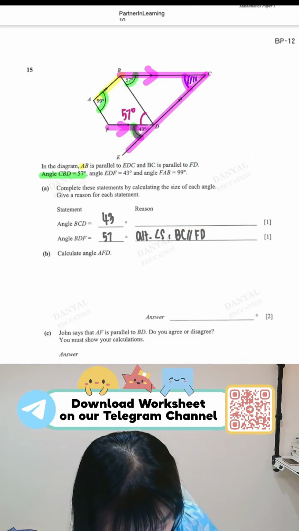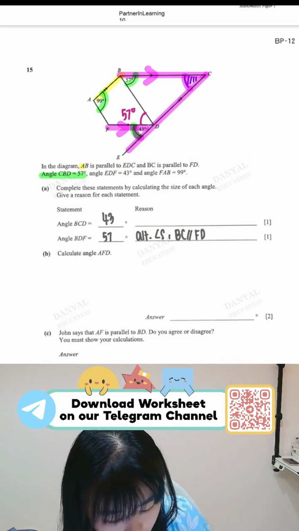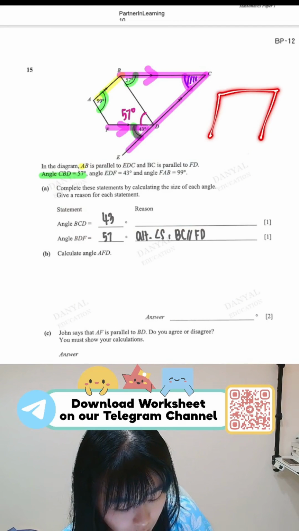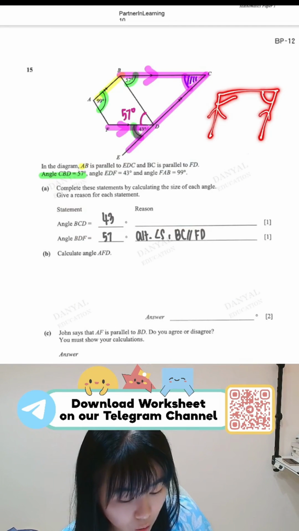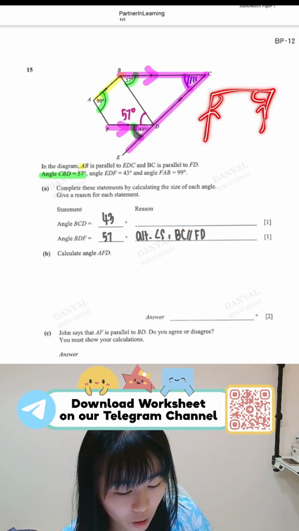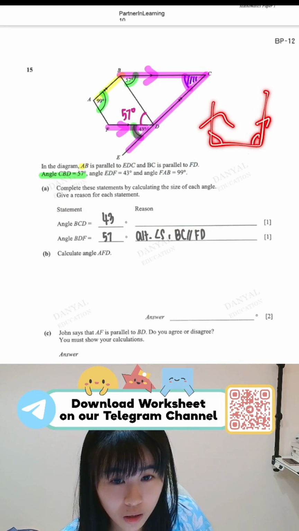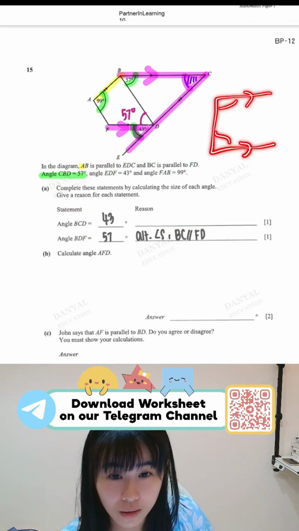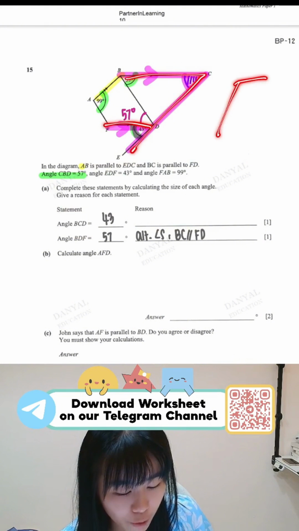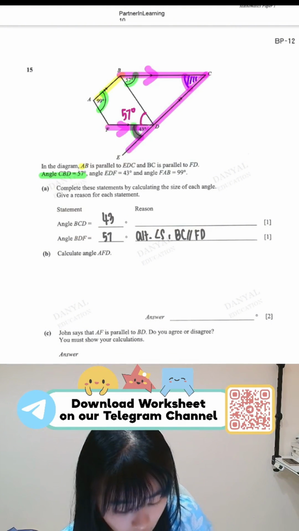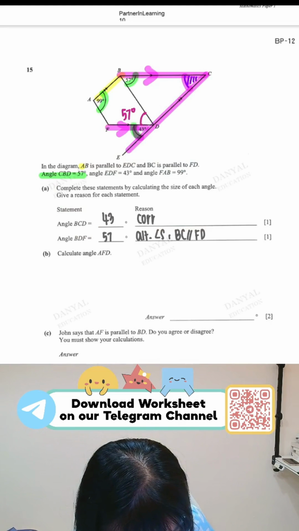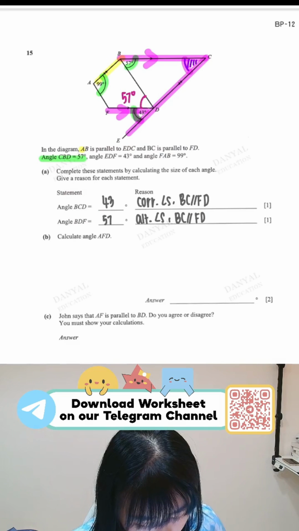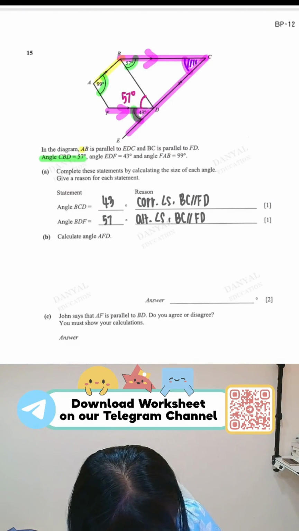Okay? Yeah, corresponding. So interior, I'll show you what's interior. Interior is like this, this plus this. So interior looks like a U shape or like a C shape. This is a U shape, and then C shape is like this, right? But this is F shape. Your F usually is like this, but just inverted, okay? So this one is corresponding angles, BC parallel FD. Okay, part B. Calculate angle AFD. AFD, which is this one.